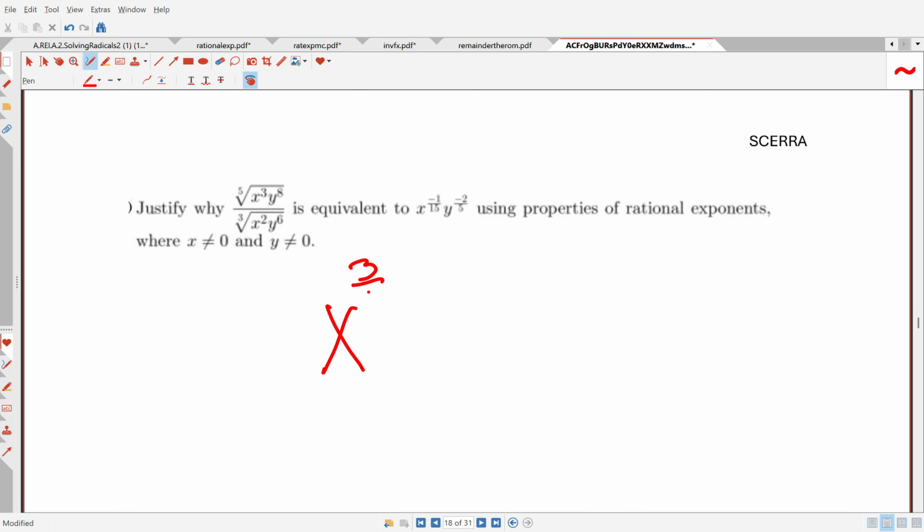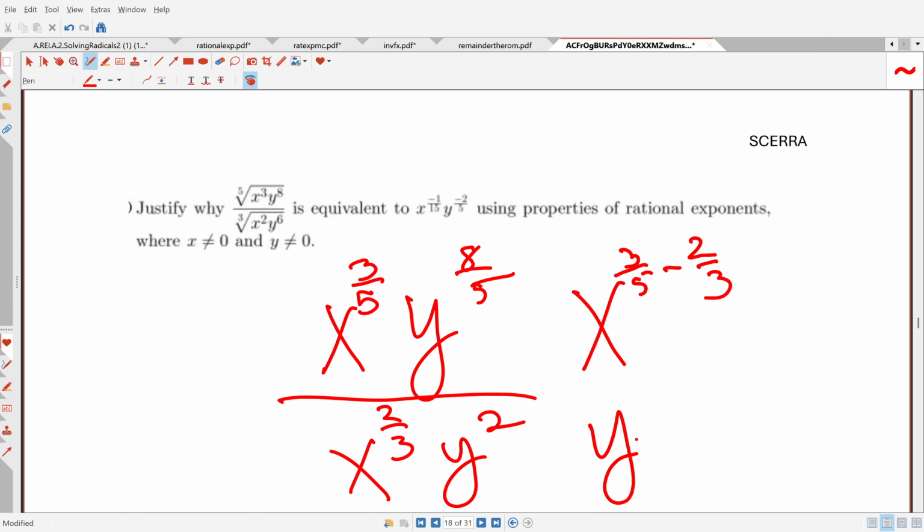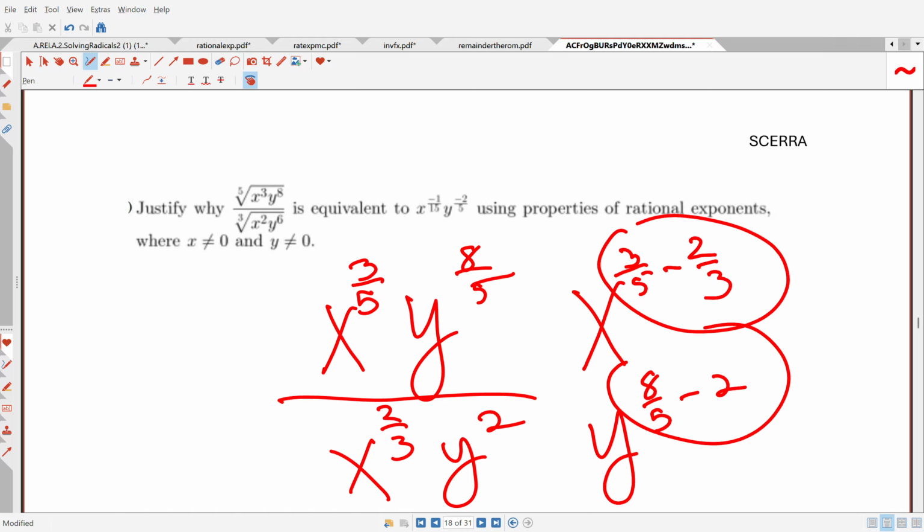How would you rewrite that? X to the 3 over 5. Y to the 8 over 5. And over here, X to the 2 over 3. And Y to the 6 over 3, which is 2. Then you keep the base and you subtract exponents, but you don't have to get a common denominator and do the 8th grade math, because in the calculator you just plug that in and then hit the math key and then hit fraction, enter, until it converts it to a fraction.